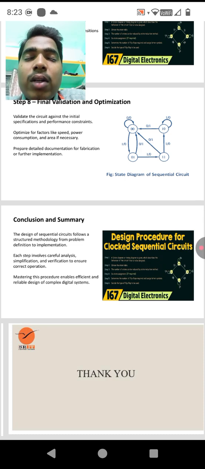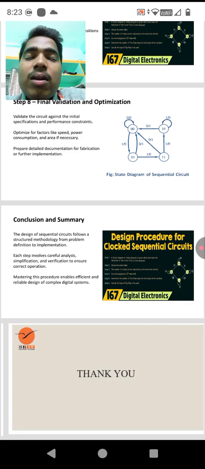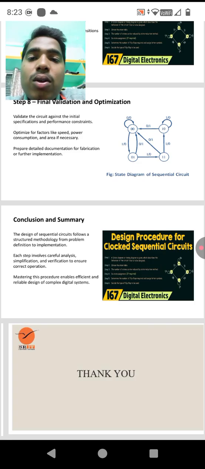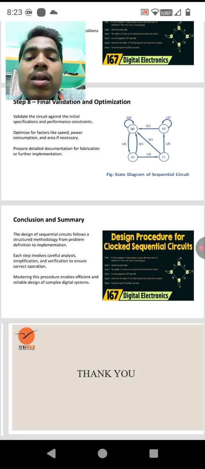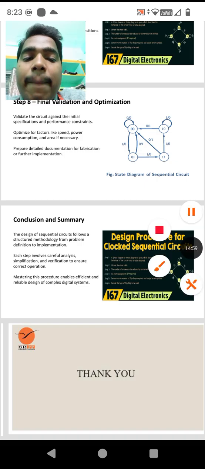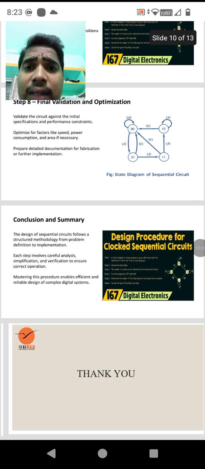This is the structured methodology for the design of sequential circuits, from problem definition to implementation, with 8 steps to follow. Each step involves careful analysis, simplification, and verification to ensure correct operation.